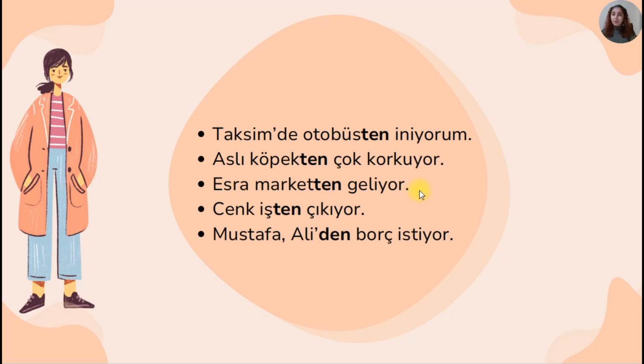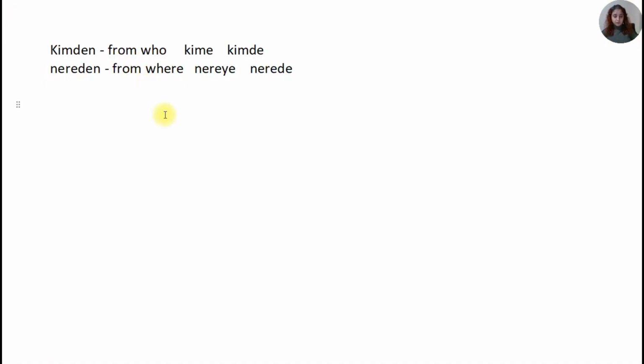Korkmak is to be afraid of, to be scared. And it is different in English and Turkish. They're not common, they come from different logics, I think. And this korkmak verb requires "from" in Turkish. A little bit weird, but you need to say I'm scared or afraid from something. This is one of the different verbs between English and Turkish. In English, they say afraid of, but we say afraid from. Aslı köpekten çok korkuyor.